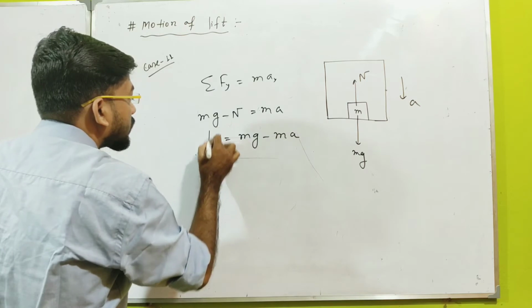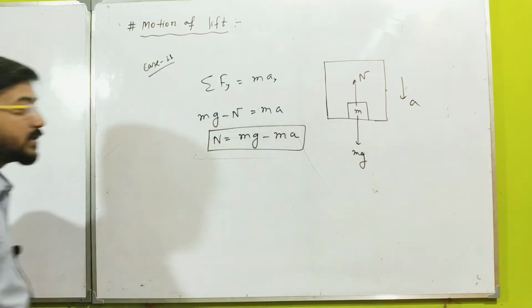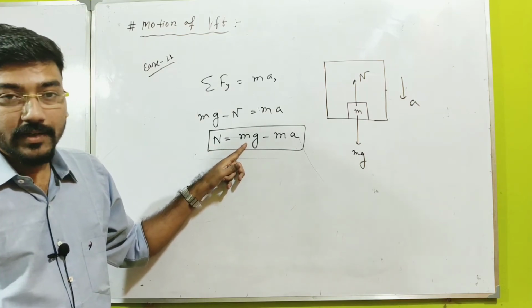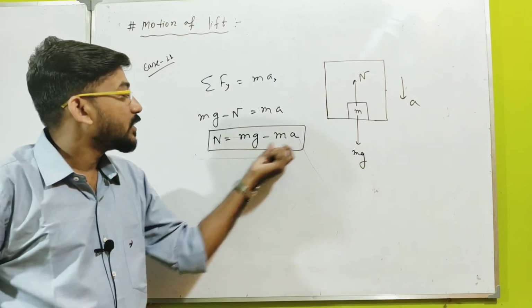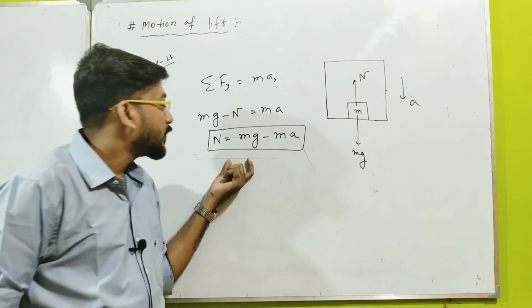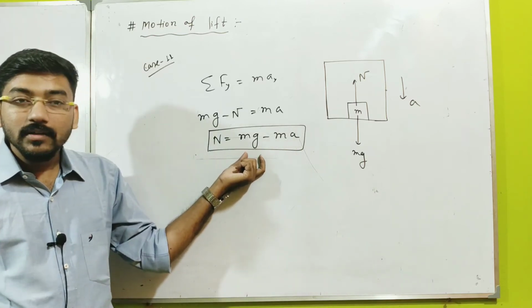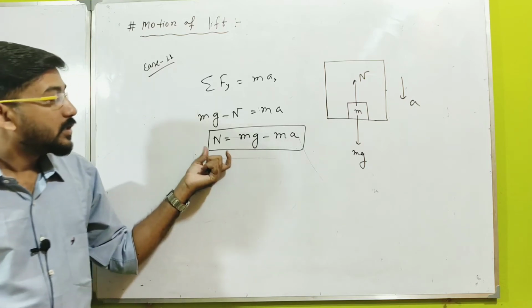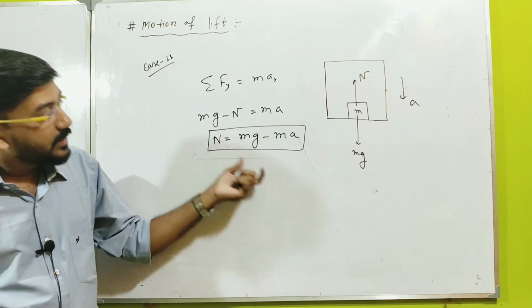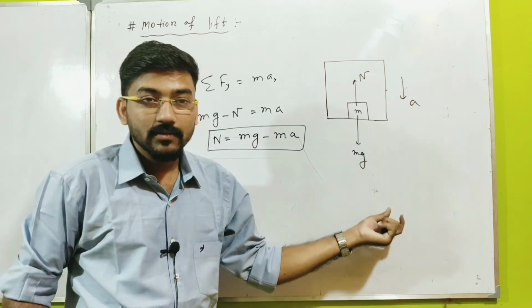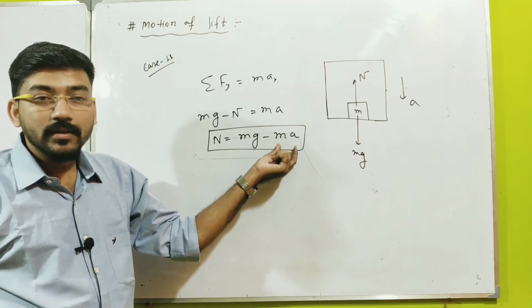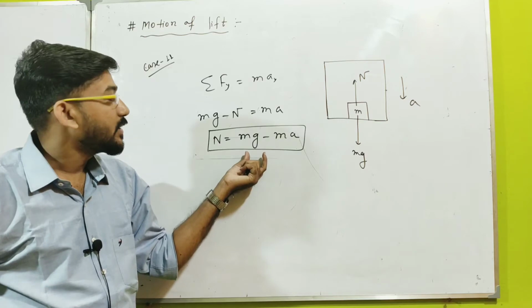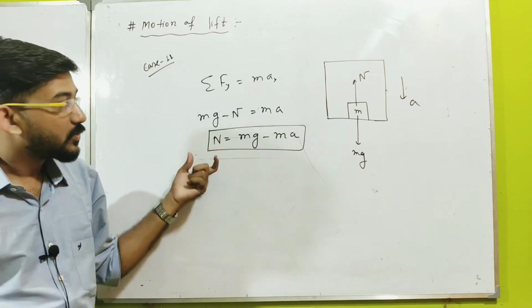Now you can see that the normal reaction that we feel is less than our actual weight by an amount ma, here mg minus ma. So we will feel lighter than our actual weight. For the same reason, when the lift is moving downwards, this extra force is subtracted from our actual weight mg, so we feel ourselves lighter than our actual weight.